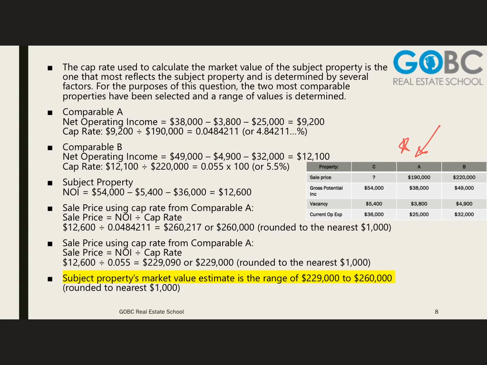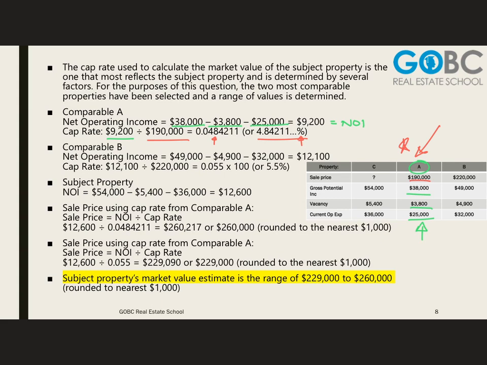So we have comparable A here, and all of the values for comparable A in this column. So the net operating income is equal to your gross potential income, which is $38,000, minus your vacancy of $3,800, and subtract your current operating expenses of $25,000 to get an NOI of $9,200. Then we take the cap rate formula, the yield formula, and we take our NOI of $9,200 and divide that by our sale price at the top for that property, to get our yield, our cap rate, our cap yield, all the same thing, remember, of 0.048421 and so on. You can leave it as is, or you can convert it to a percentage, but when you convert that to a percentage, remember to put the percent on it in order to do the division later, okay?